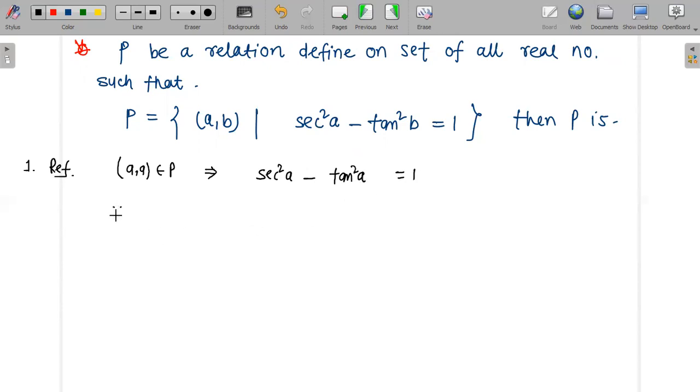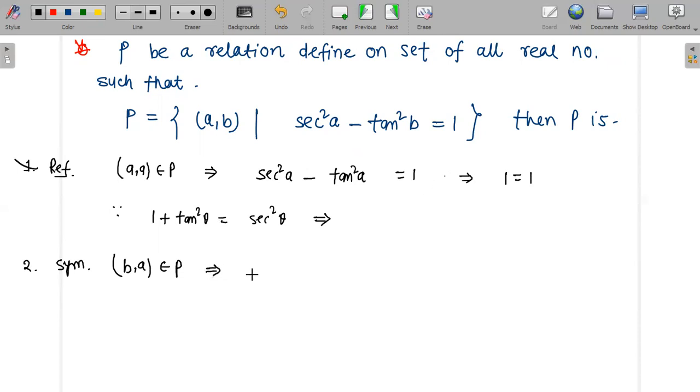Since we know from the trigonometric identity that 1 plus tan square theta is equal to secant square theta, from there I know that the value of secant square minus tan square will be equal to 1. Hence, for any particular value of theta, let it be a, secant square a minus tan square a will be equal to 1. So it is given that 1 is equal to 1. That will make your relation reflexive. For the next one, it is symmetric. For the symmetric one, I need to prove that when a comma b belongs to relation P, b comma a must belong to the same relation P.